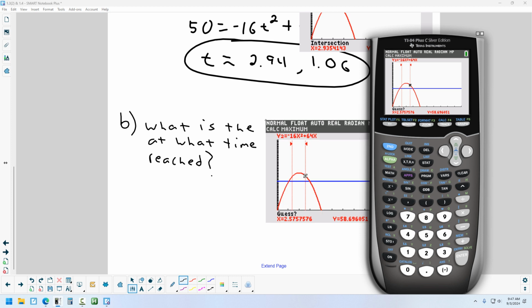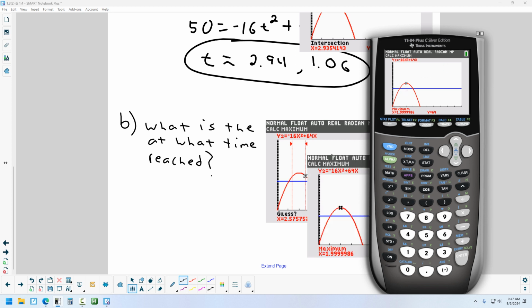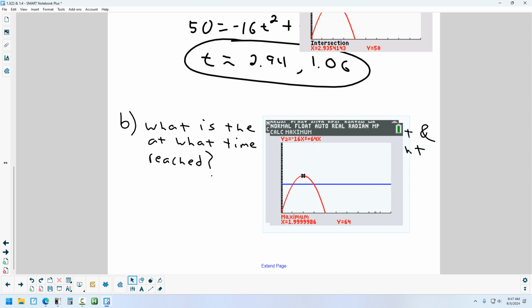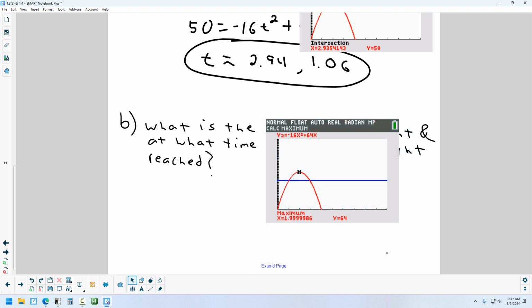Okay, so what we've done is we've given the calculator a section to look at. And the guess, it doesn't really matter. I just put the guess kind of close to where I think it is. Okay, and there's our maximum. So the question was asking us two things. What is the maximum height, and at what time does it reach that height? So we have to make sure we answer both. Yep.